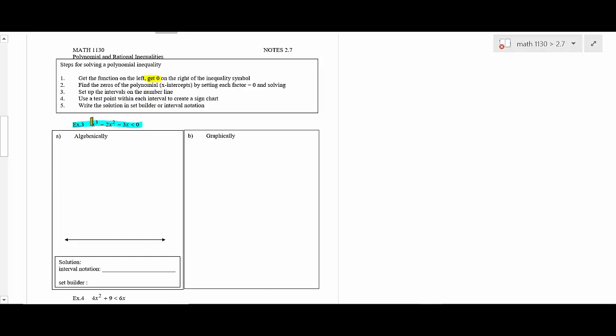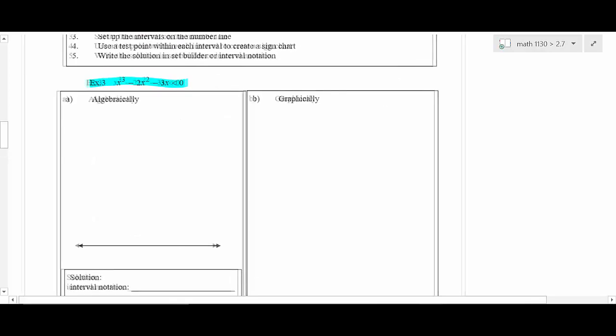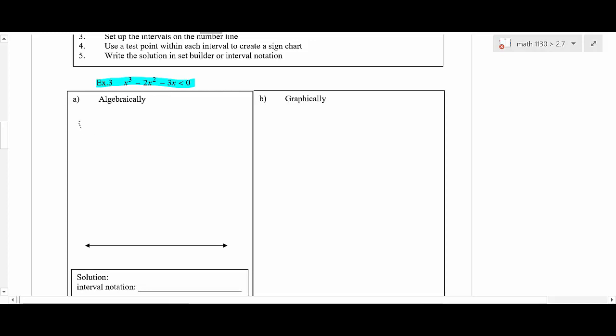Okay, so on 2.7, you want one side to be 0, and then you find the zeros of the polynomial. So we want to do that. So you actually start by factoring. On this example 3 on 2.7, you would factor an x out of that. So you want to start by just taking an x out of that. If you do that, you'd have x times x squared minus 2x minus 3 less than 0. Okay, make sure you have that 0. If it's not there in the original problem, you're going to make it so.